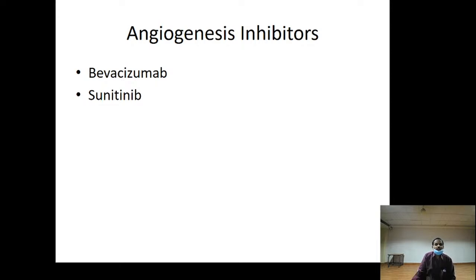So these are the effects. Apart from this, these drugs can cause proteinuria also. Both bevacizumab and sunitinib can cause proteinuria. Not only that, sunitinib is also found to cause hypothyroidism.